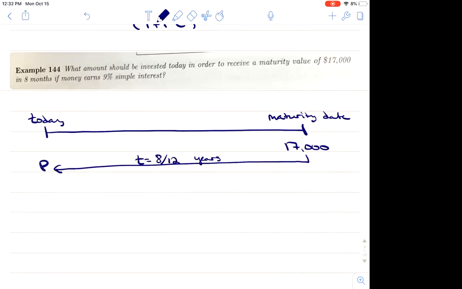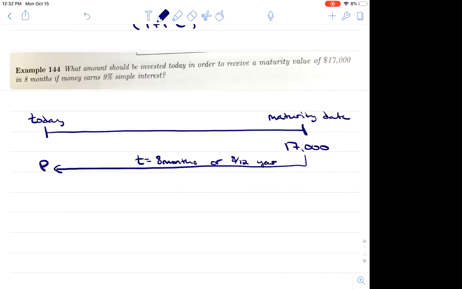8 months. Because we're just starting, I'll just do that. 8 months, or 8 out of 12 years, or year. I want to say plural, but it's less than one.